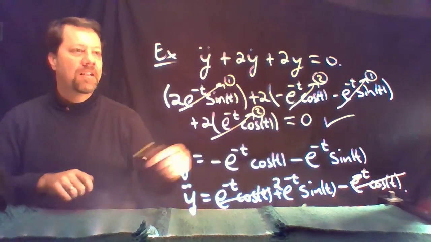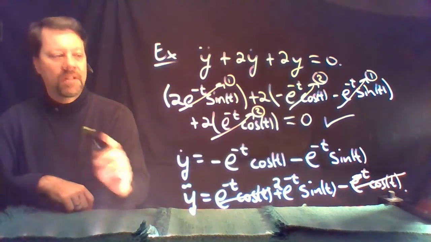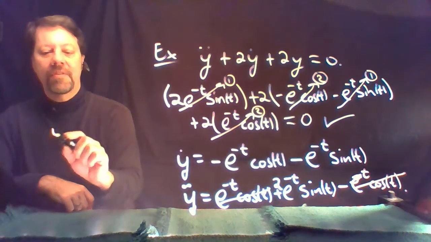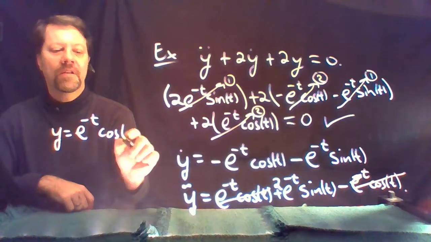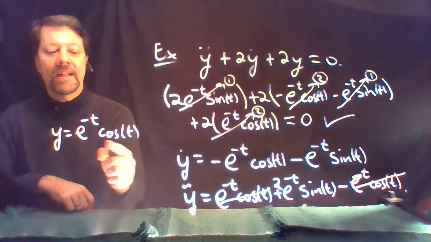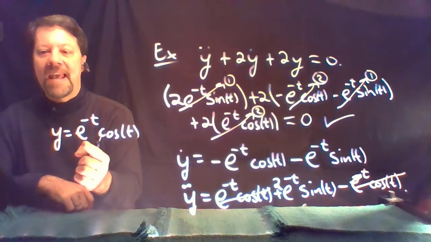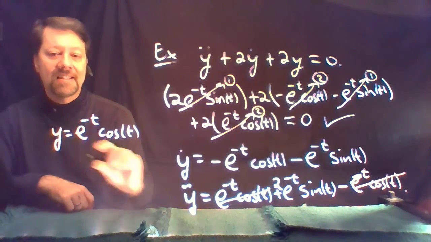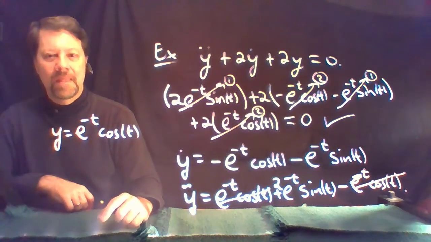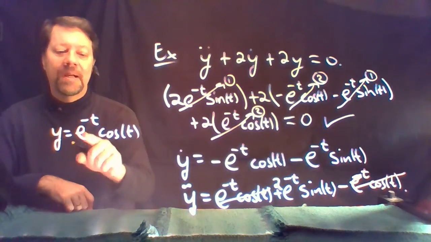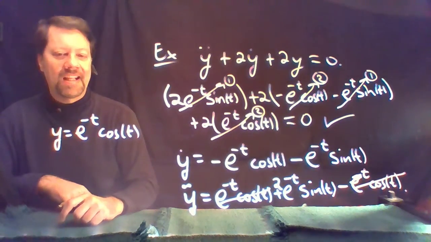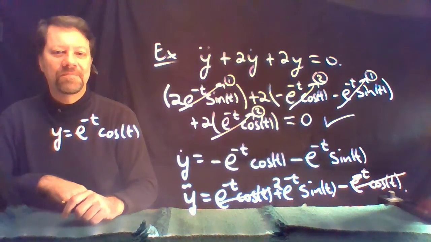Note that if our solution to the problem with friction is e to the minus t cosine t, we get oscillation, but the amplitude of those oscillations decays exponentially. Not linearly, not quadratically, but there's an exponential decay in the amplitude of the oscillations.